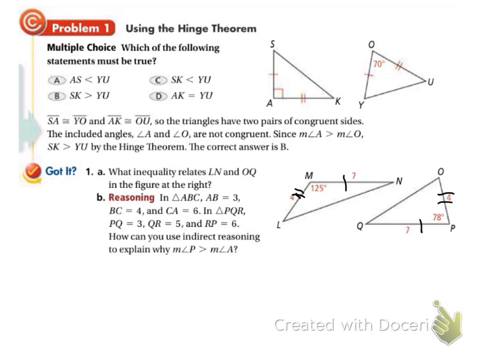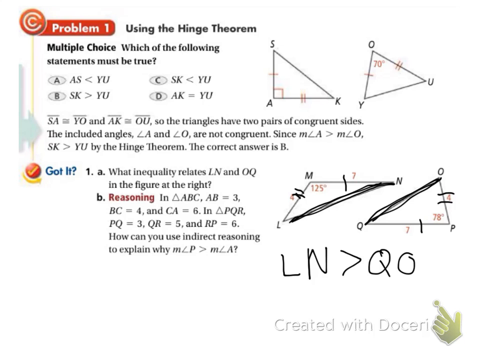So if I look at the angles in between them, over here we got 125, and over here we got 78. So obviously 125 is bigger than 78. So that means this side here, LN, is bigger than this side, QO. LN is greater than QO.